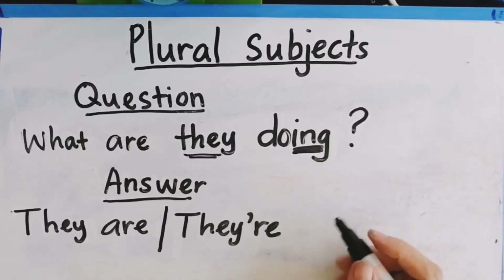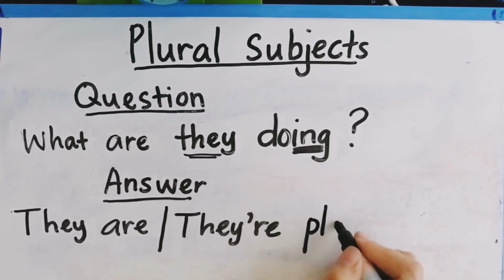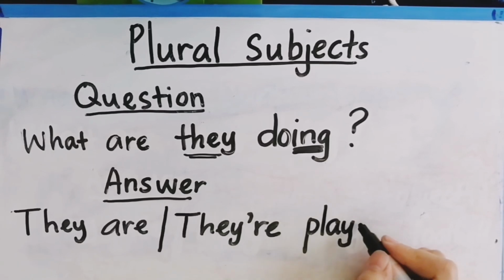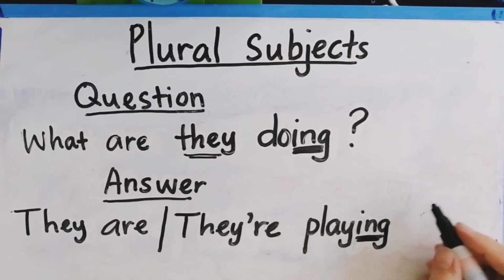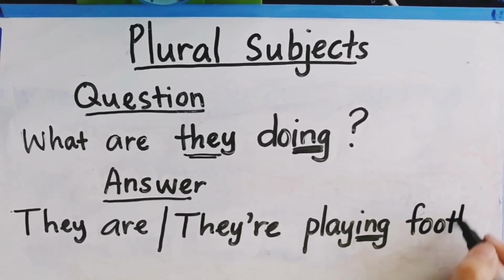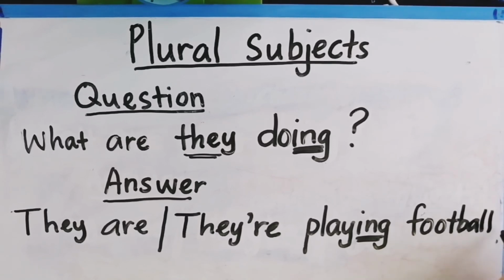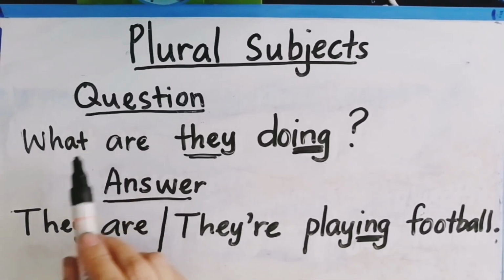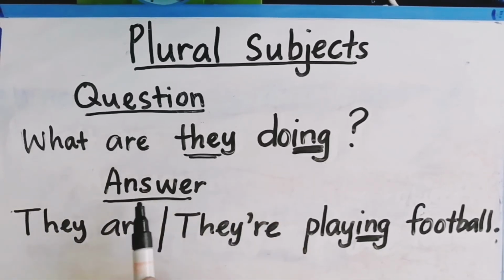And the verb with ing, example, play. Plus ing becomes playing. And the object, example, football. Don't forget the full stop. They are or they're playing football. Mereka sedang bermain bola sepak. Question, what are they doing? Answer, they are or they're playing football.